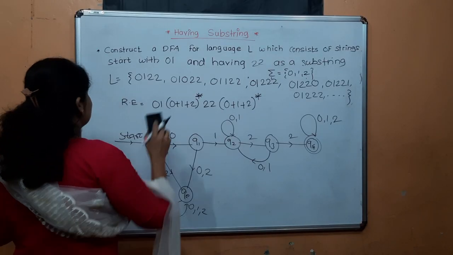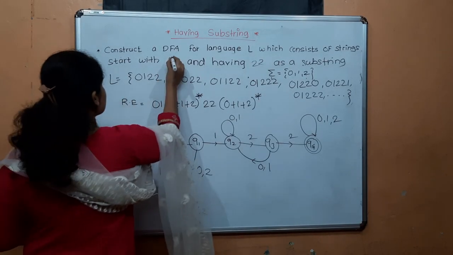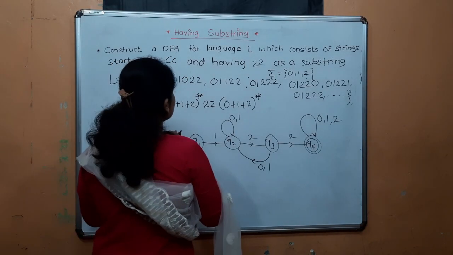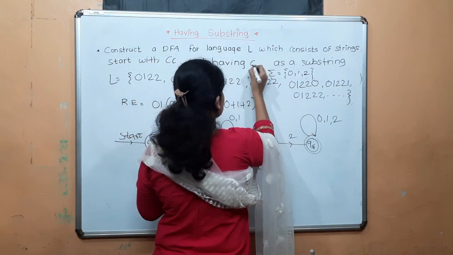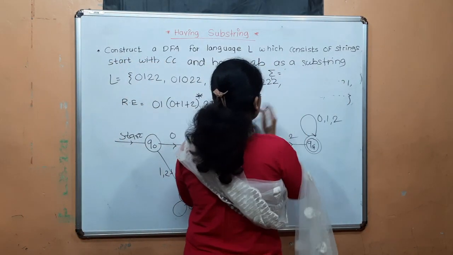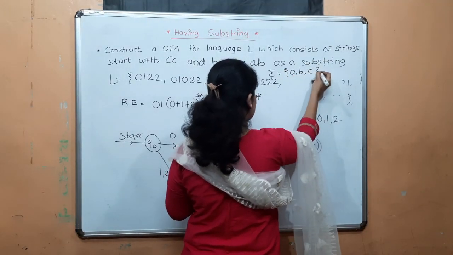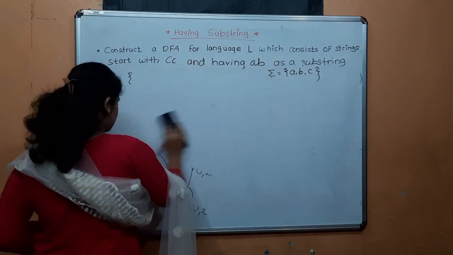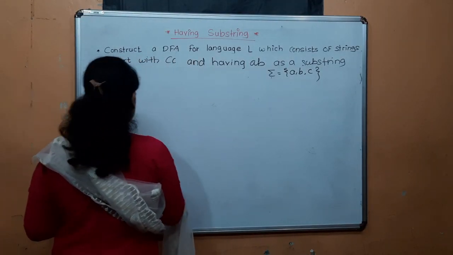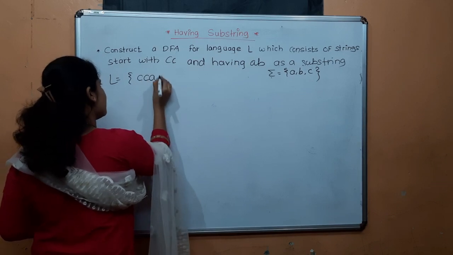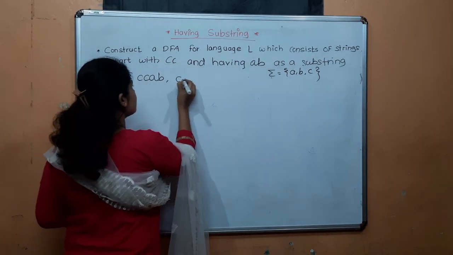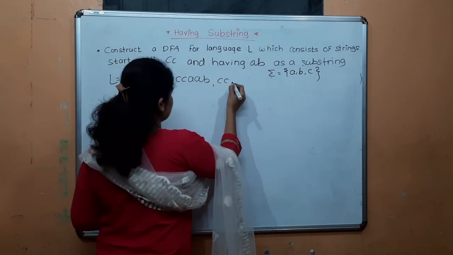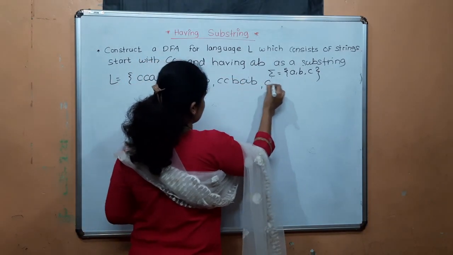Next example is starts with CC, ends with, having AB as a substring over the alphabet A, B, C. Okay. Language will be CCAB. Okay. Then CC, in between starts and having, A will occur, CC, B will occur, CC, C will occur.